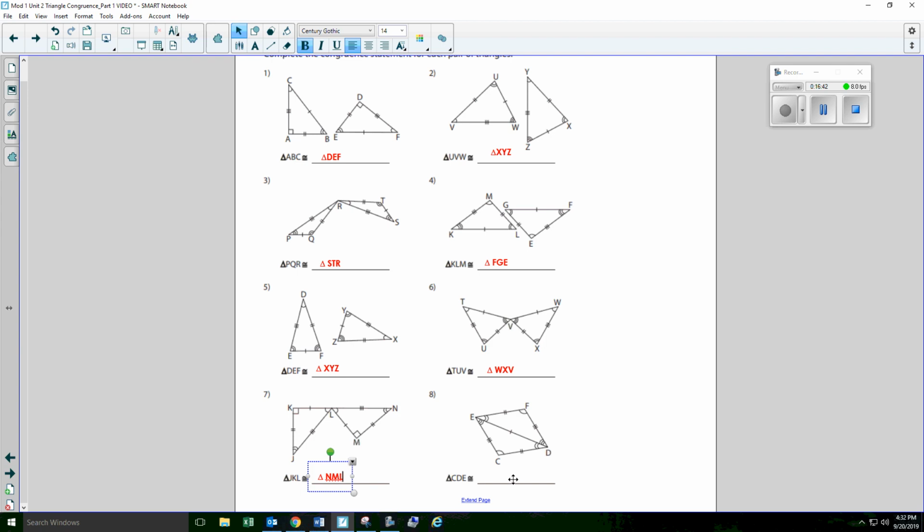NML. Okay, lastly, CDE. CDE here is 1, 2, 3. So I must go 1, 2, 3, FED. That's called putting things in corresponding order. And that's how you have to do it on the part test. FED. If you put it in wrong order, even though it's the same thing, you don't get any credit. Same as I grade it on your quiz or test as well.